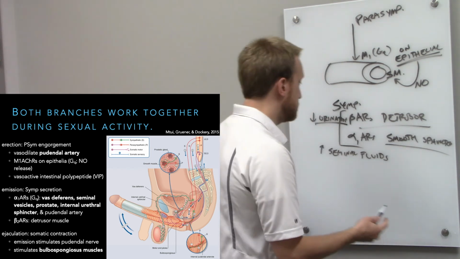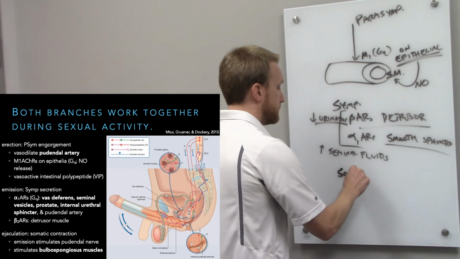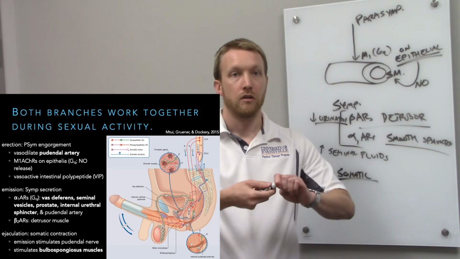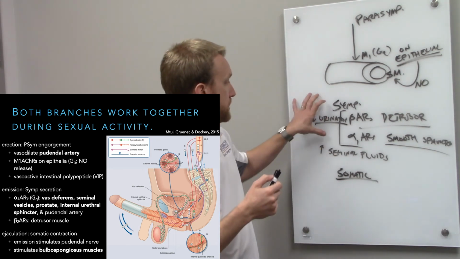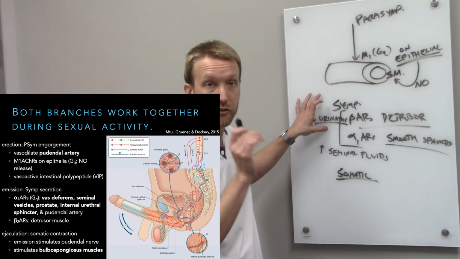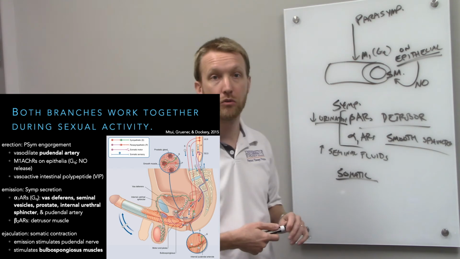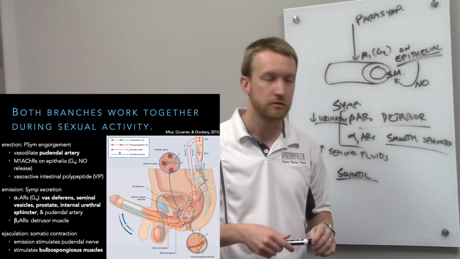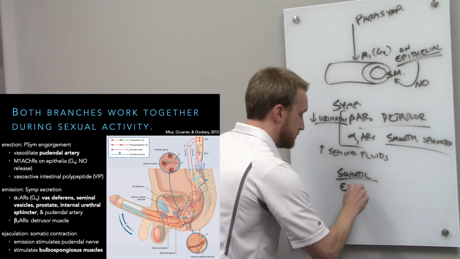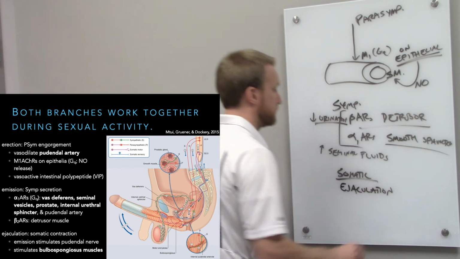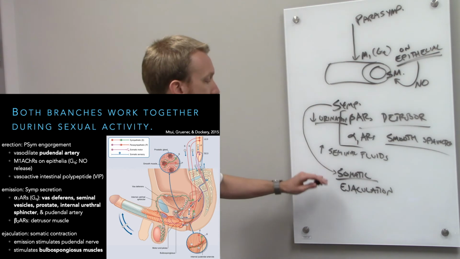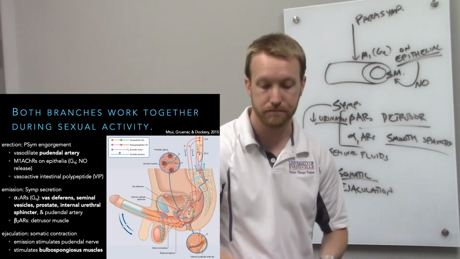The ejection involves the somatic nervous system. So the emission, stimulated by the sympathetic nervous system, stimulates the pudendal nerve to help drive contraction of the bulbospongiosus muscles. They cause actual ejaculation. So sympathetic also helps drive activation then of the somatic nervous system to allow for ejaculation.